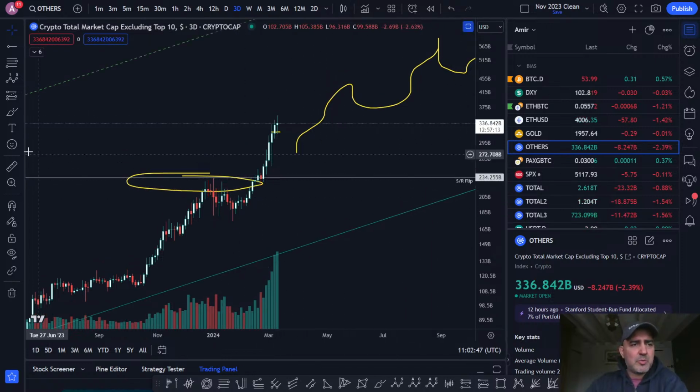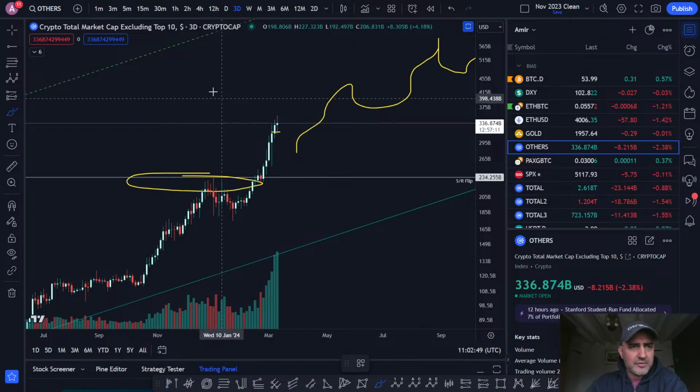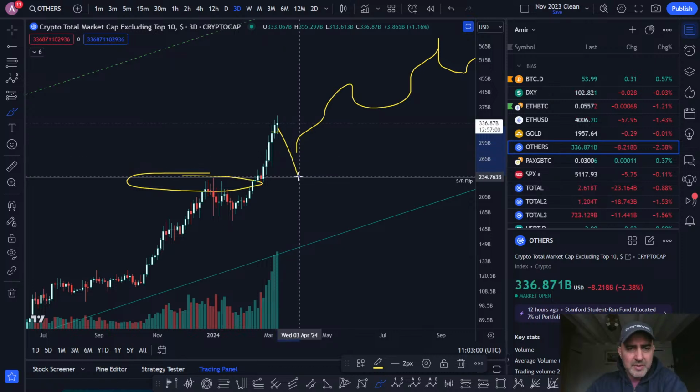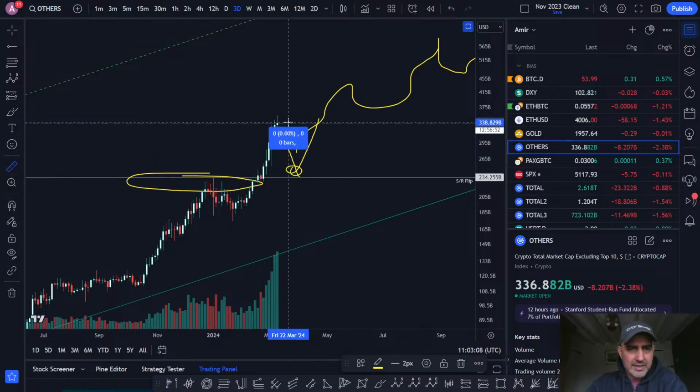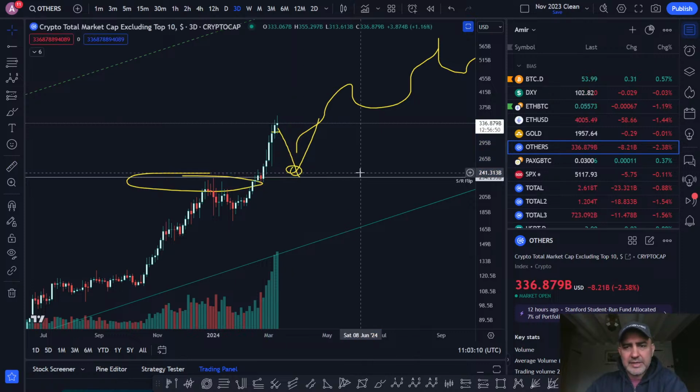If we do get a pullback, then on the crypto market cap, excluding the top 10, a really great place to position yourselves into altcoins will be back here on this SR flip. Yeah, that will be on the altcoin market. We're talking about potentially a 29% pullback.